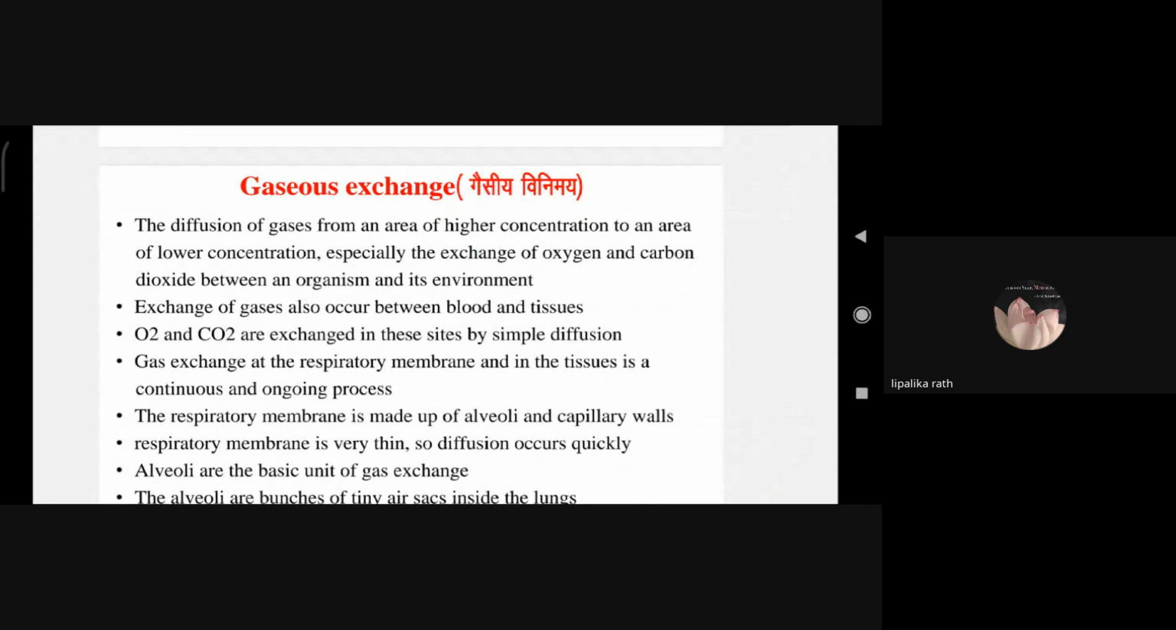Next, the exchange of gases also occurs between blood and tissues. Same thing, the internal respiration we are talking about here. O2 and CO2 are exchanged in these sites by simple diffusion. So, diffusion is the process, diffusion and osmosis. These are two processes, and I hope you know these two concepts, osmosis and diffusion.